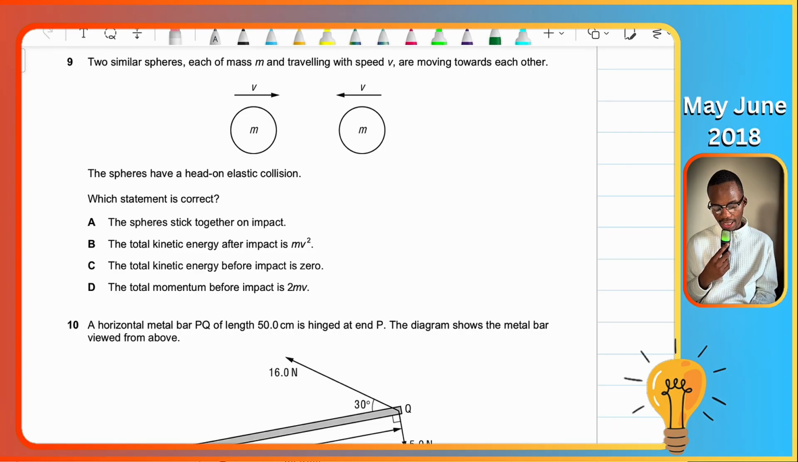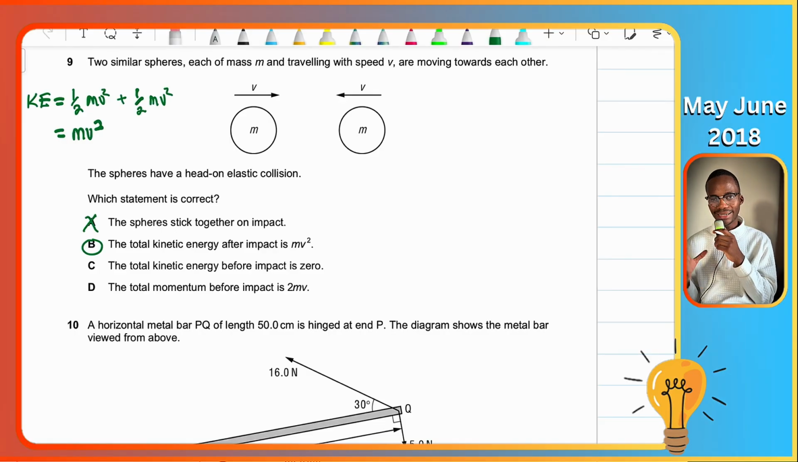The spheres stick together on impact. That's inelastic. The total kinetic energy after impact is half mv squared. Okay, so we know that kinetic energy is basically 1/2 mv squared for one of those things plus 1/2 mv squared for the other thing. So the total kinetic energy is effectively going to be equal to mv squared. Okay, so the total kinetic energy after impact definitely has to be mv squared, because the total kinetic energy before impact and after impact is conserved. It's kept the same. So before and after impact, we're going to have the same value.